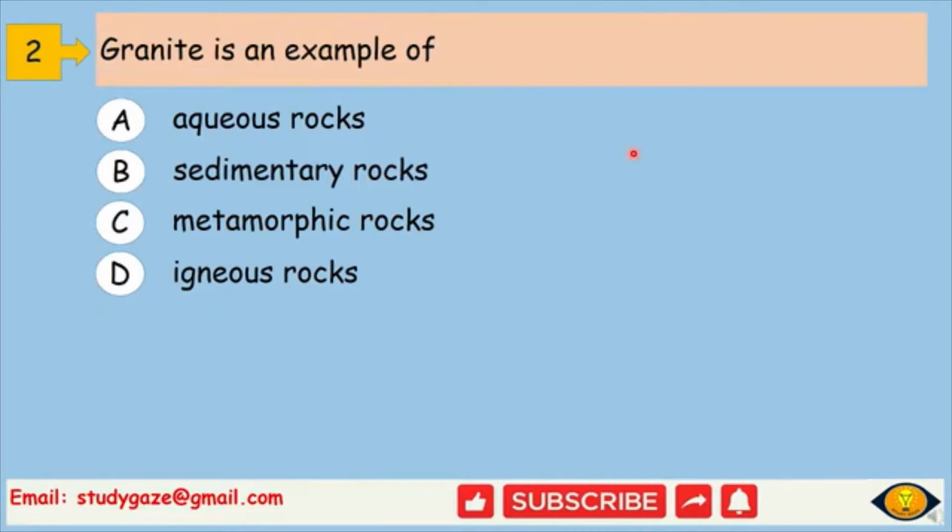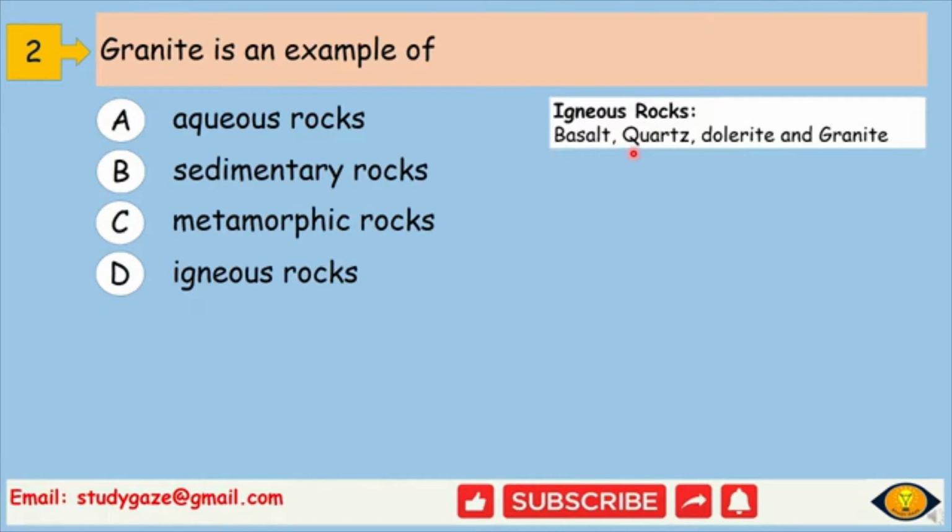Number 2. Granite is an example of: aqueous rock, sedimentary rocks, metamorphic rocks, igneous rocks. The answer is igneous rocks, and these igneous rocks include basalt, quartz, dolerite and granite.